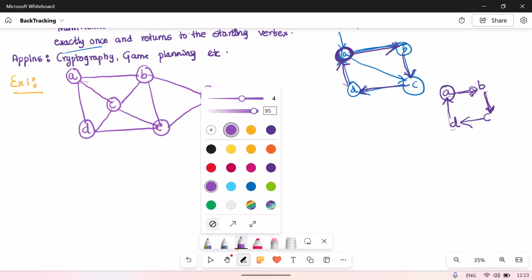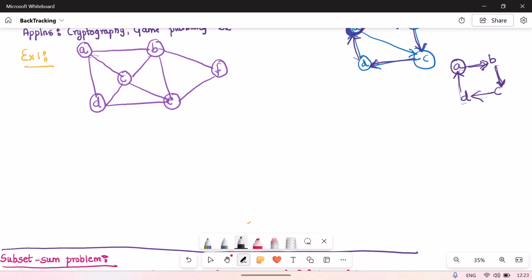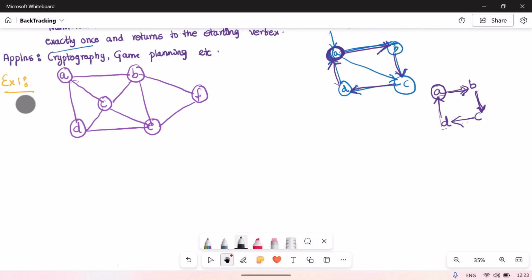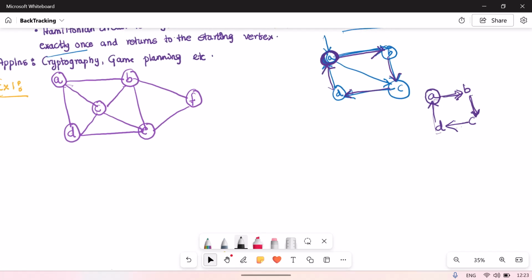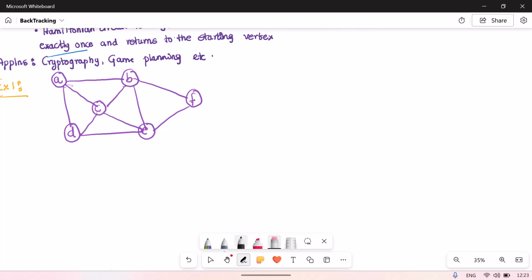Now, let us start the solution. You have to first identify the starting vertex. So, I'll take the starting vertex as A. You can choose any, I'll choose A. Let us start the solution. So, state space tree. I'll start at A.